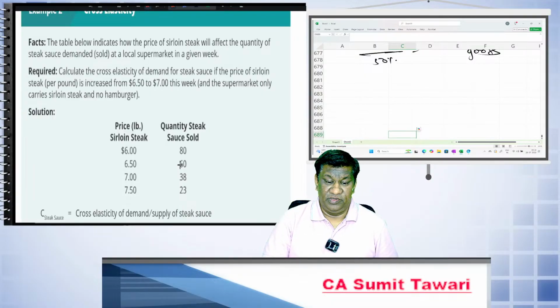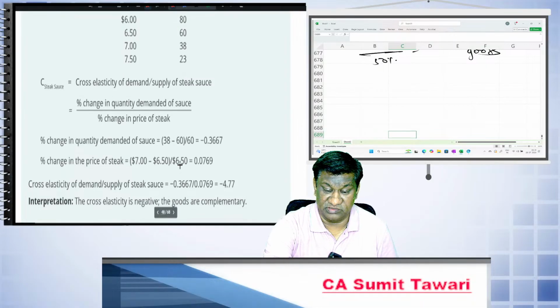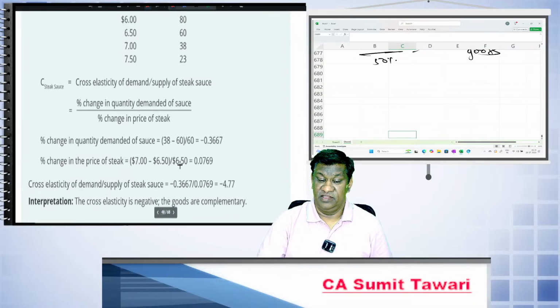The table below indicates how the price of Cerulean steak will affect the quantity of steak sauce demanded at a local supermarket in a given week. The price they gave is $6. Quantity of steak sauce sold is 80, and at 6.5 the price basically increases by 7.69%. So 0.3667 divided by 0.0769 is 4.77, negative.